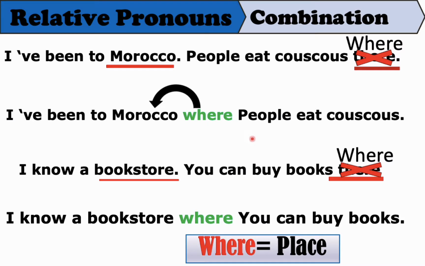So remember that we moved where to what? To here. It means after a bookstore. I know a bookstore where. Not "I know a bookstore you can buy books where." No, because where refers to bookstore. Okay? So this is another relative pronoun, so it is where. So we use where for place.